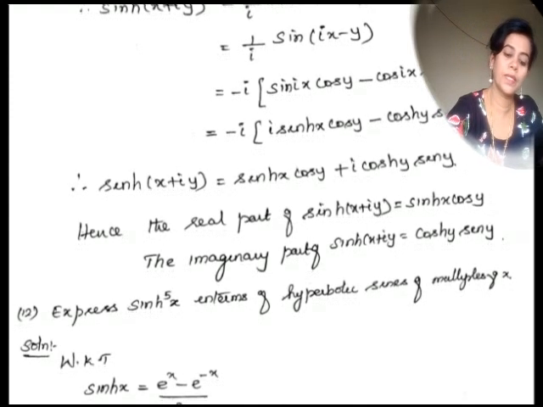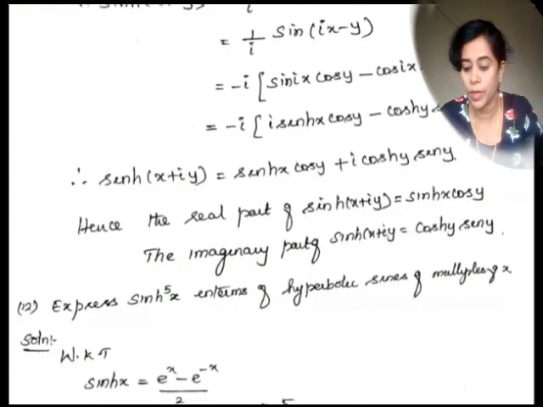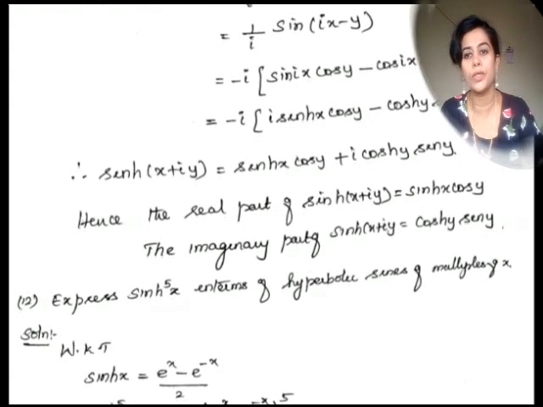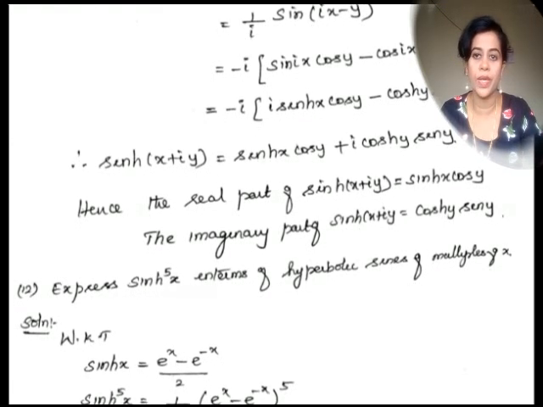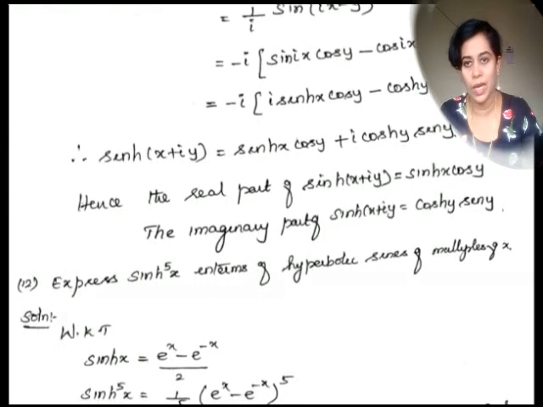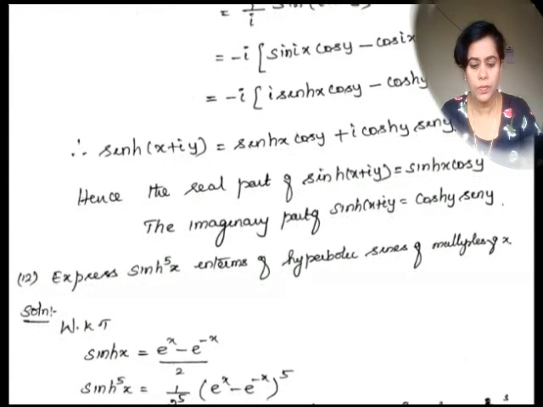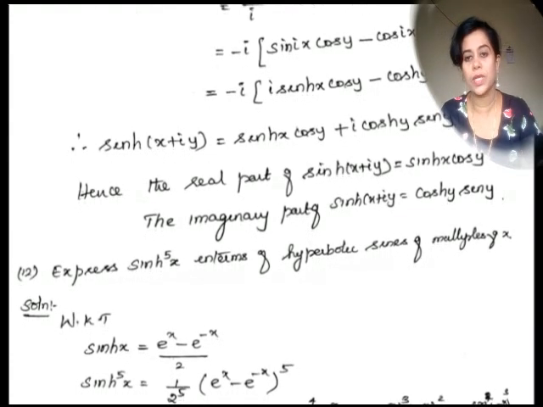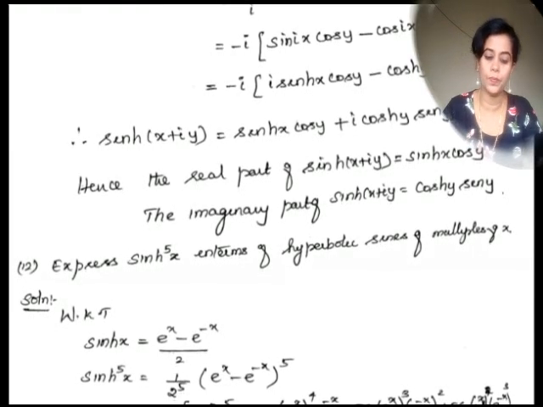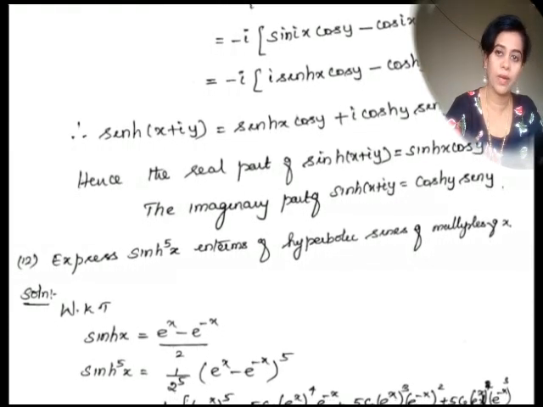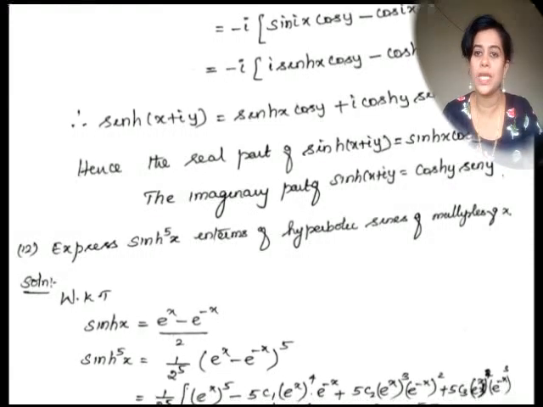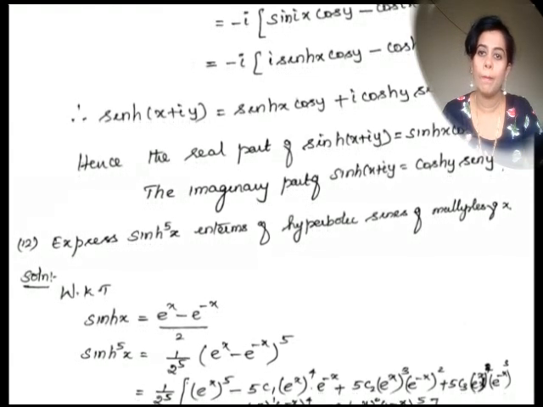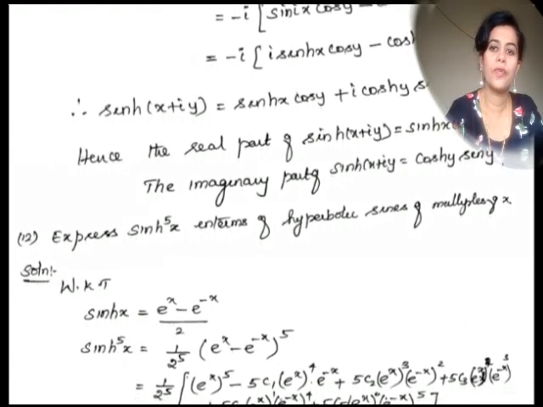So the next problem is expressing sinh power 5 x in terms of hyperbolic sines of multiples of x. This is similar to what we have done for sin power n x and cos power n x in the previous unit. Similarly, we are going to do it in the hyperbolic function. We know that sinh x is equal to e power x minus e power minus x by 2. According to that, sinh power 5 x is 1 by 2 power 5 into (e power x minus e power minus x) power 5. It is in binomial form, so we can expand it by the binomial.